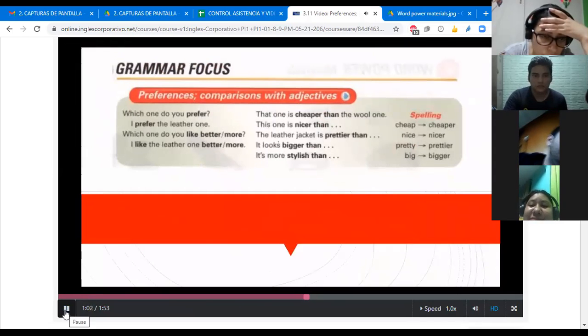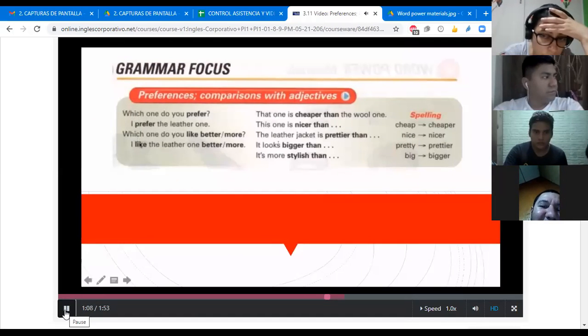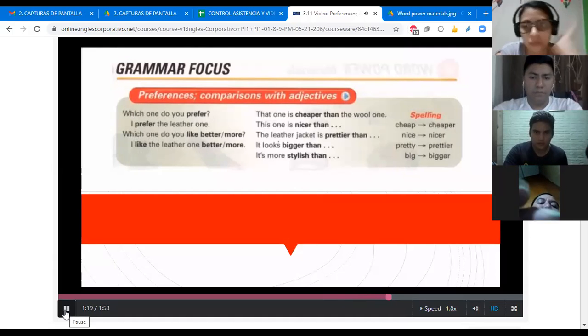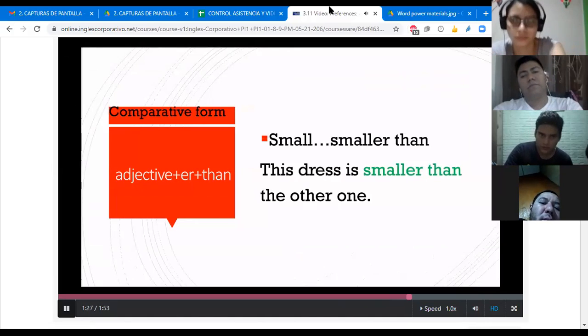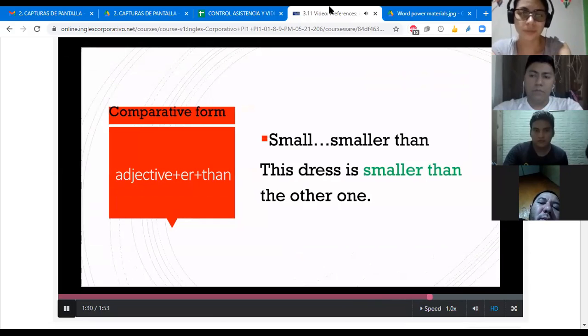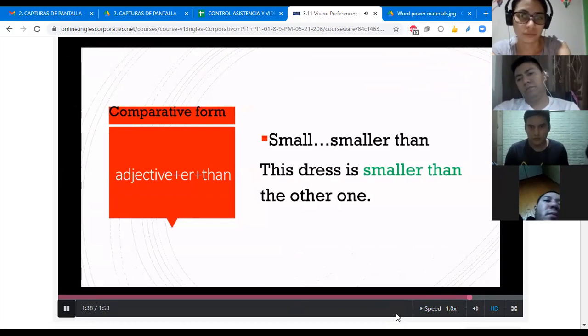To express preferences in English, we may say, I prefer, I like. Which one do you prefer? I prefer the leather one. Which one do you like better? I like the leather one better. When we want to compare, we use the adjective in its comparative form. We use adjective plus er plus than. Small, smaller than. This dress is smaller than the other one. I recommend for you to study the adjectives in English in their comparative form, so you're able to compare anything you want.